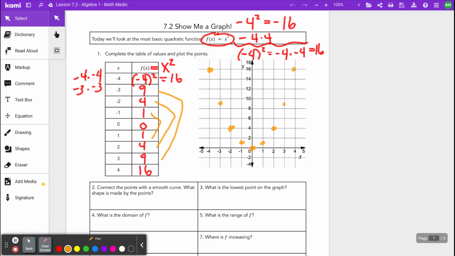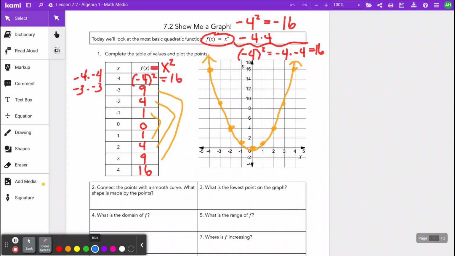These y values repeat, and these y values repeat. So it looks like I have this symmetric figure here. I'm going to connect those. I'm going to stick arrows at the end because I really could have plugged in more x values, but I would have had to make a bigger graph. Okay, so 2 says connect the points with a smooth curve. So we did that.